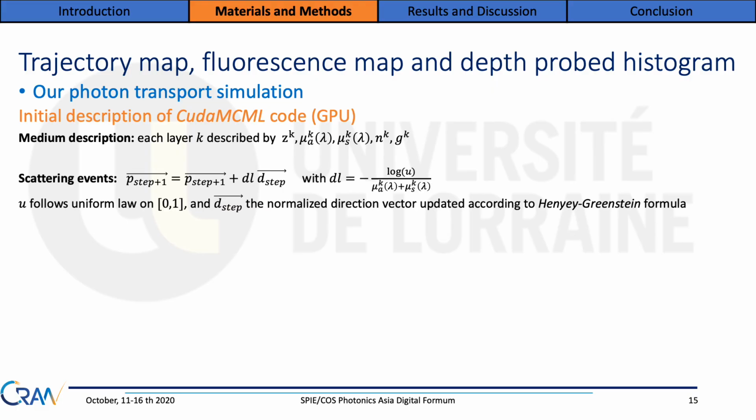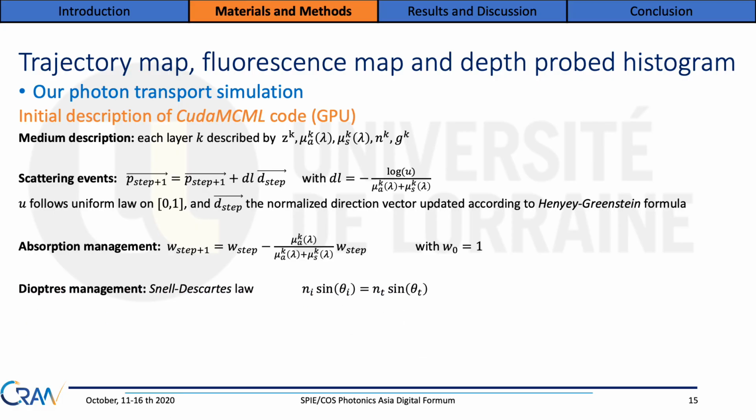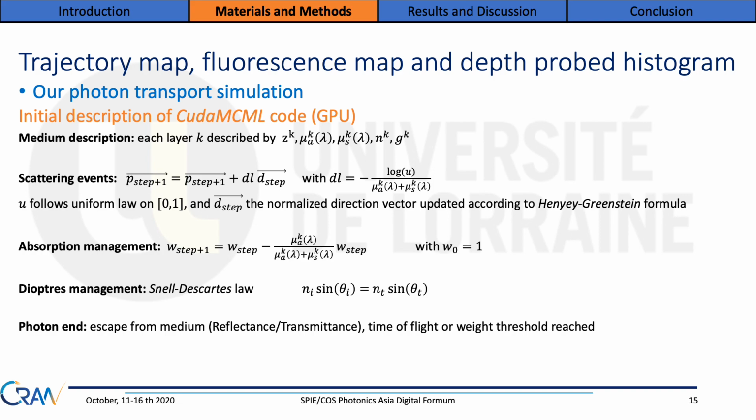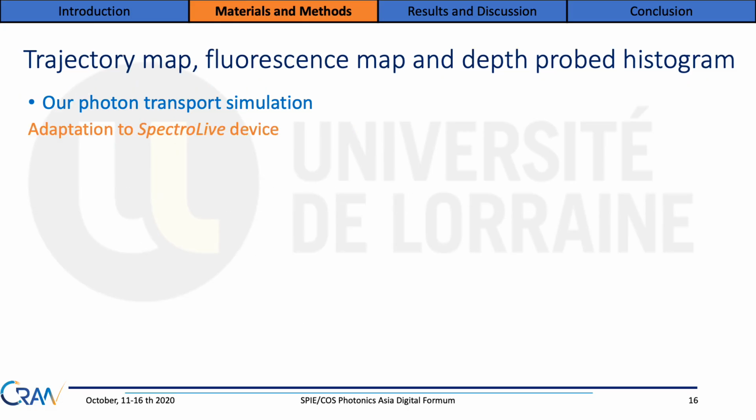The update of photon position in the layer K is done according to this expression, while its new direction is calculated according to the Henyey-Greenstein formula. The absorption is managed by weight loss along the optical path, while diopter management obeys Snell-Descartes law. Finally, photon death is considered when it escapes from the medium or the time-of-life threshold is reached. To match our clinical device, we had to complete the existing code to integrate the fluorescence modality and add the spatial resolution.